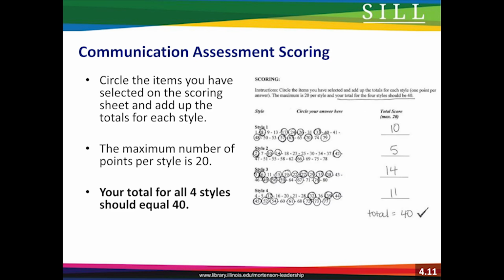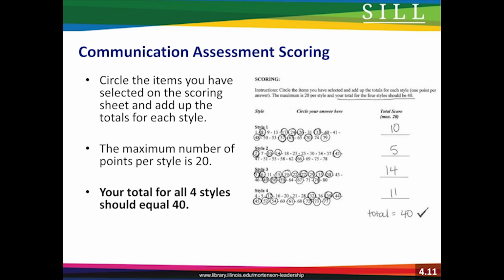There usually tends to be some confusion about the scoring, so pay careful attention to what they're doing with the scoring. They need to be circling the numbers that they circled on the self-assessment on the scoring sheet. And then they need to add up how many circles they have for each of the different styles, and they should all add up to 40.